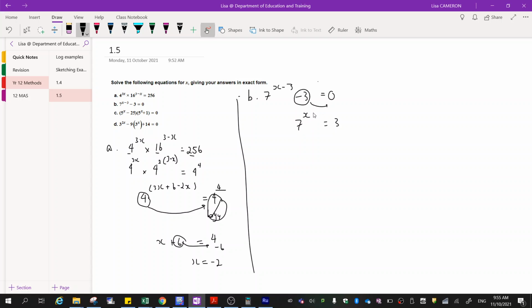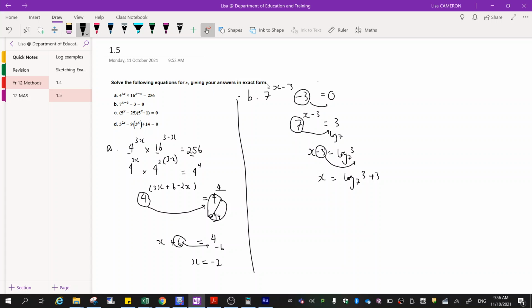That leaves me with 7 to the power of x minus 3, and then I've got the 3 on the other side. So to change this away from being an exponential, I'm going to take this base, and it's going to become log 7, or log with base 7, of 3. So log base 7 of 3 is equal to x minus 3. Next thing I'm going to do is take this 3 to the other side, which will leave me with x is equal to log base 7 of 3 plus 3. Okay, and I'm going to leave it like that.